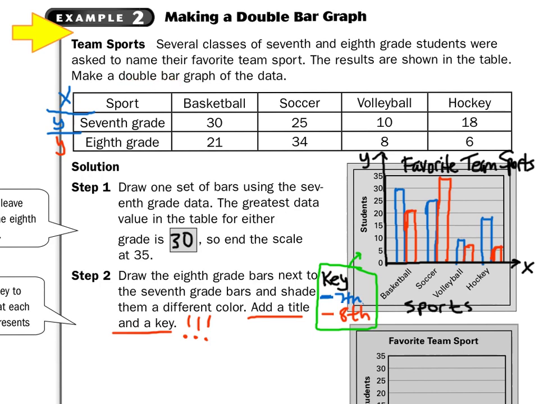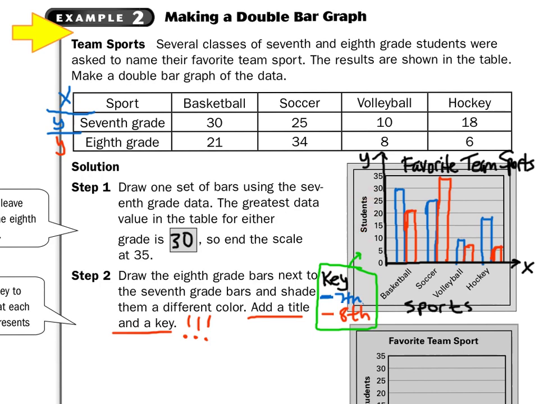Okay, so with a double bar graph, notice the X always comes first. So the X are going to be all the sports. And then there are 2 Ys. There's a 7th grade and an 8th grade. But you'll notice how the y-axis is just the number of students. So look here, I want you to go over the x-axis and label that sports, and then go over the y-axis and label that students.